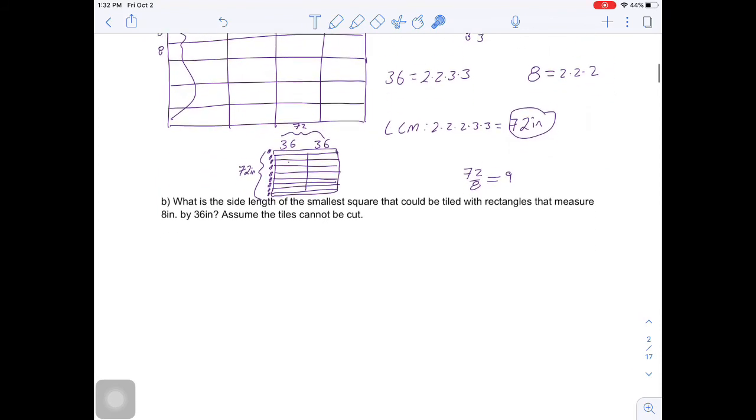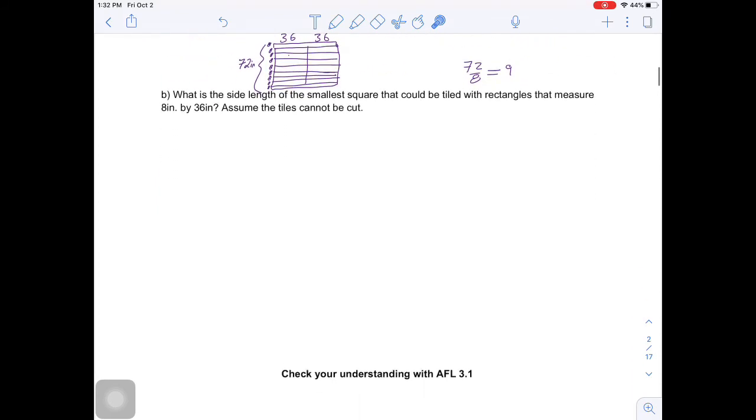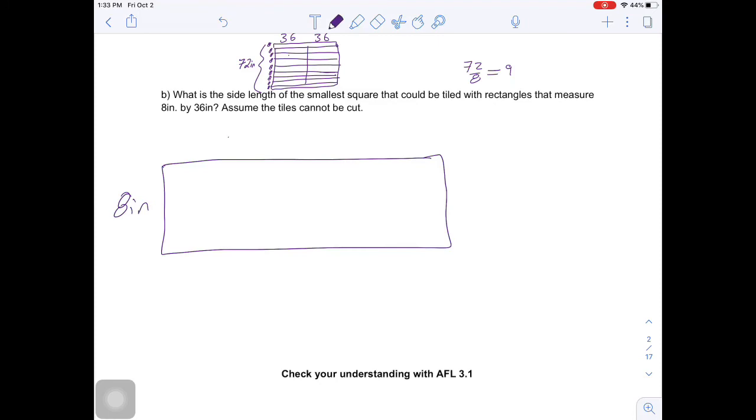Okay, now let's look at B. What is the side length of the smallest square that could be tiled with rectangles that measure 8 by 36? This question is totally different. This is saying if you're given an 8-inch by 36-inch rectangle to tile, and we can only use little square tiles, what's the measurement of this tile? So this side length has to be equal to this side length. Well, that is going to be your greatest common factor.